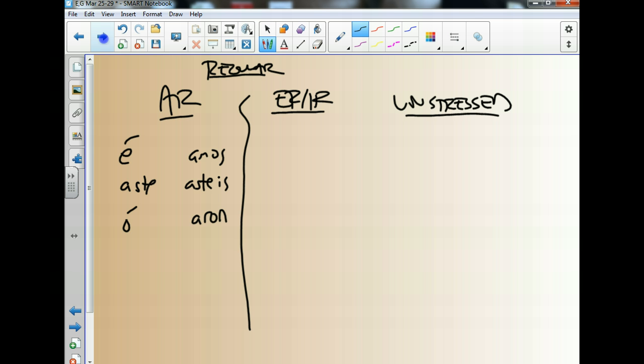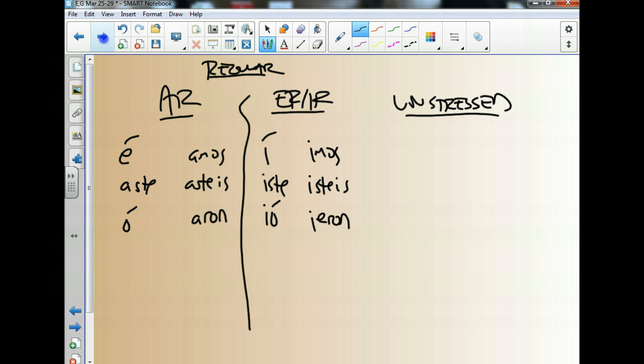ER and IR verbs. What are your ER and IR verbs endings, guys? What's your yo form ER and IR ending? What's the yo form? Yell it out in 1, 2, 3. Í. And the tú form? Iste. Usted? Ió. Nosotros? Imos. I'm sorry, I just said it. Imos. Vosotros? Isteis. Ellos, ustedes? Ieron. So here's your 2 sets of regular endings.